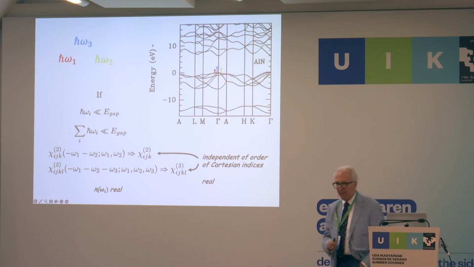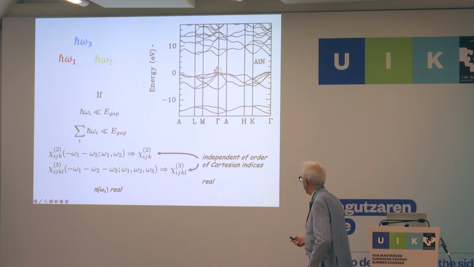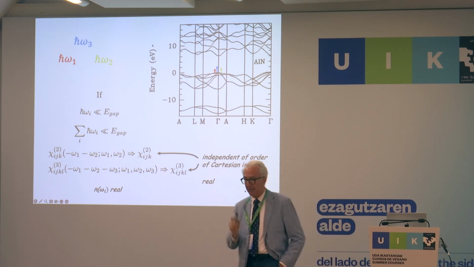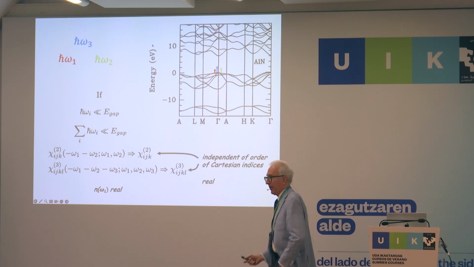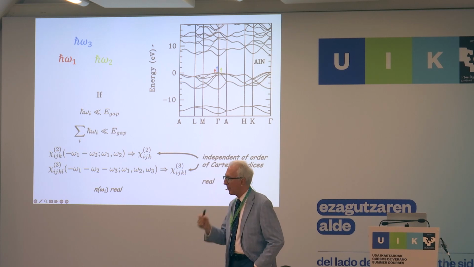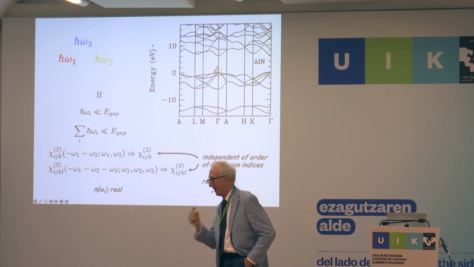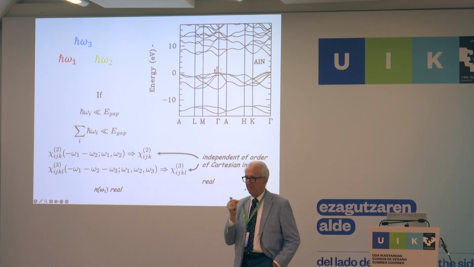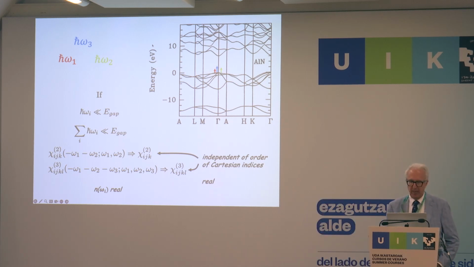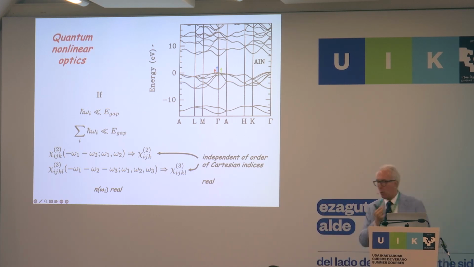Okay? And if you're in that regime, then to good approximation, these chi2 and chi3, whatever these frequencies are, will be independent of the order of the Cartesian components. You can switch it at will. Okay? And they will all be real. And, of course, the index of refraction will also be real. Okay? So there will be no absorption process. This is important if you're doing quantum nonlinear optics, okay? Because you don't want to absorb photons. Okay? So suppose we're in this regime. Then you can do quantum nonlinear optics.